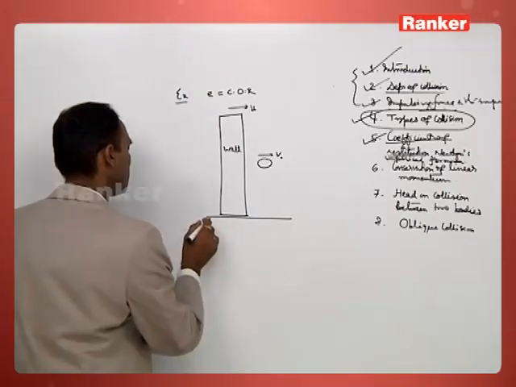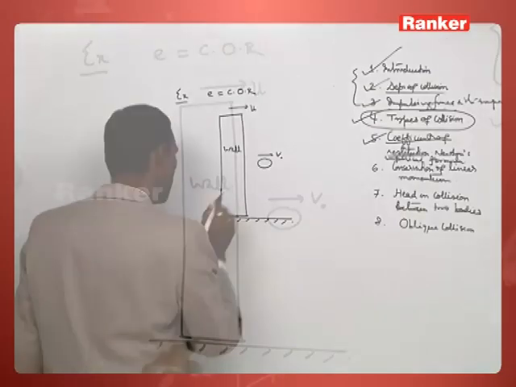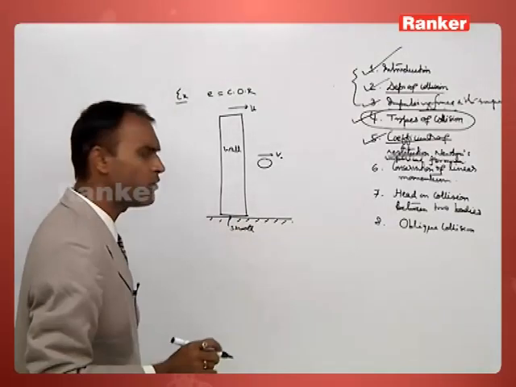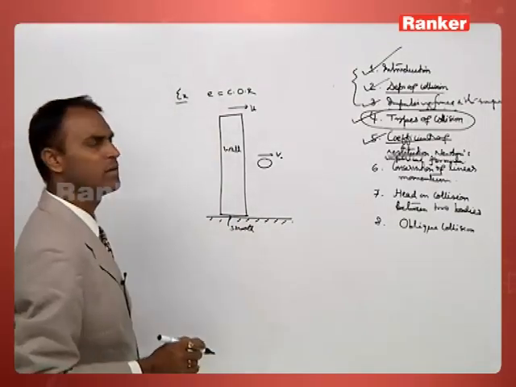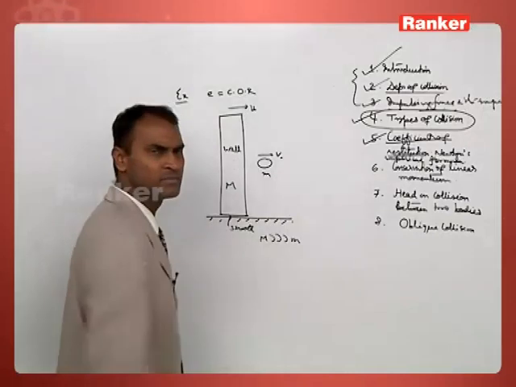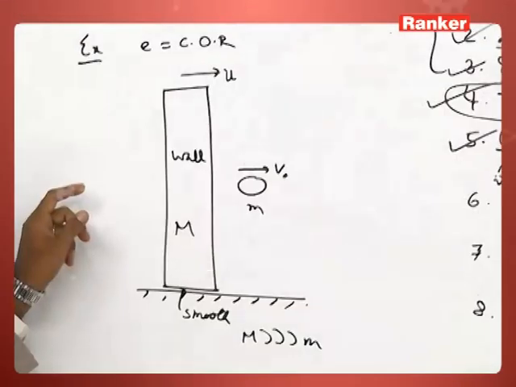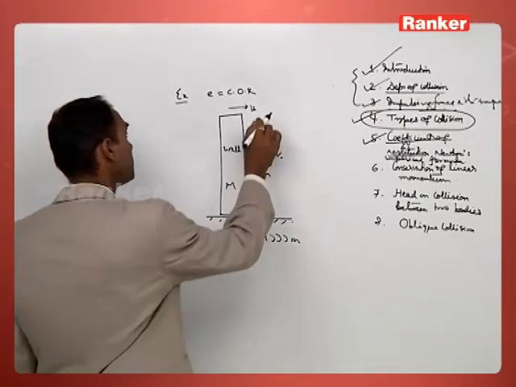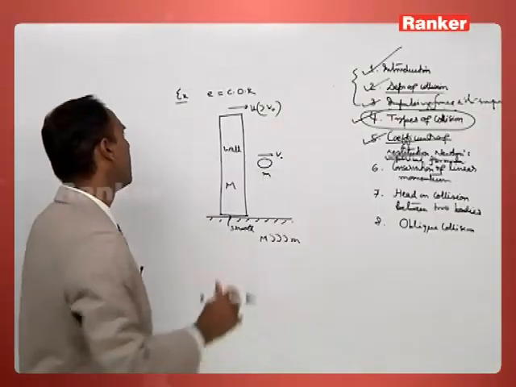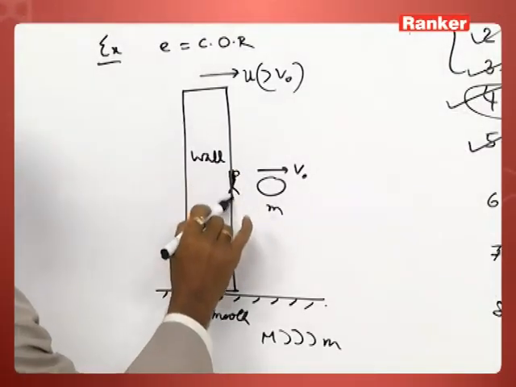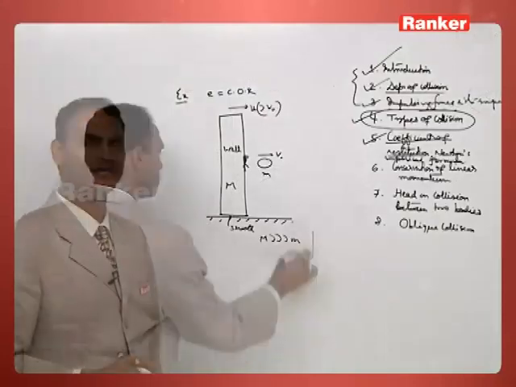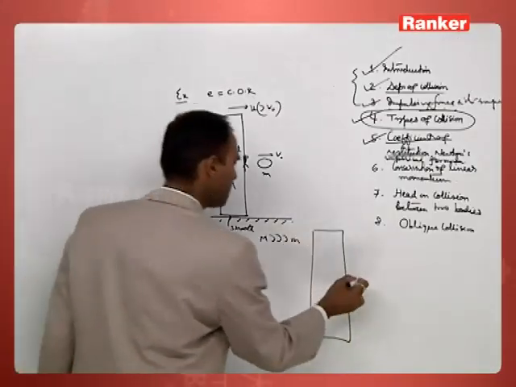Or you can assume that no friction is there between the wall and the ground, or the ground is smooth, and the wall's mass is much greater than the mass of the ball. The collision takes place under the condition that u must be greater than v naught. When u is greater than v naught, if you are glued with the wall, you can say that the ball is approaching with a velocity of u minus v naught.